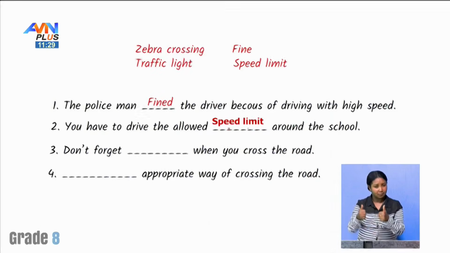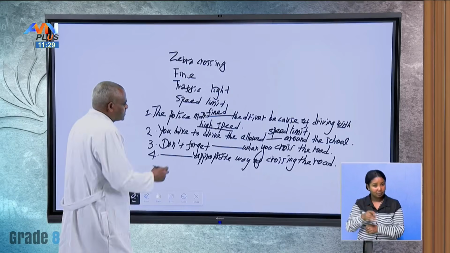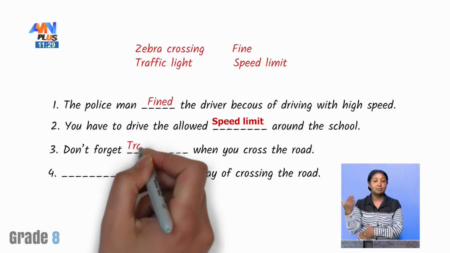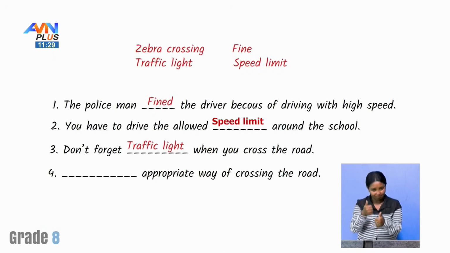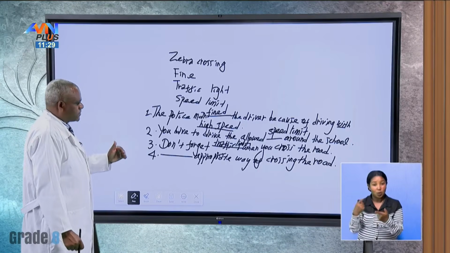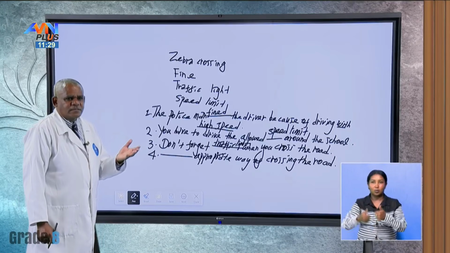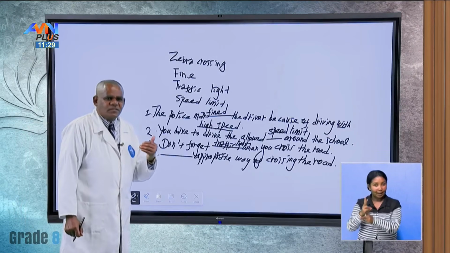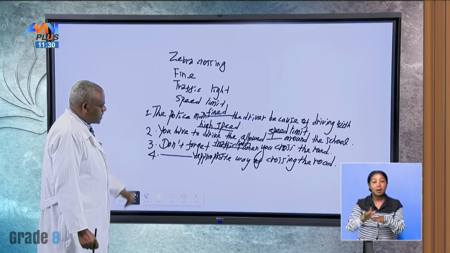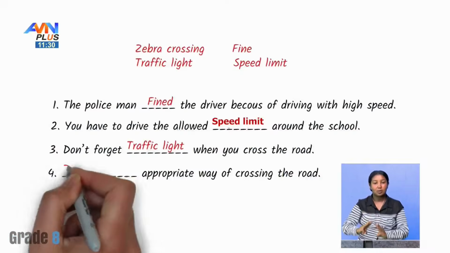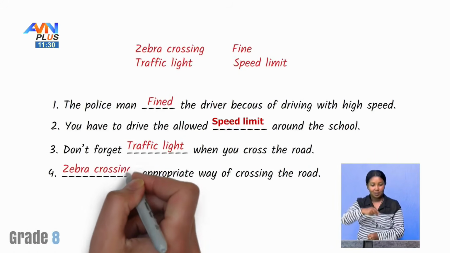That's interesting. Don't forget traffic light, exactly. Don't forget traffic light when you cross the road. If there is a red light or green light, so as to keep your safety, you have to see all these lights very carefully. Blank, appropriate way of crossing the road. The last one is zebra crossing, exactly. Zebra crossing.